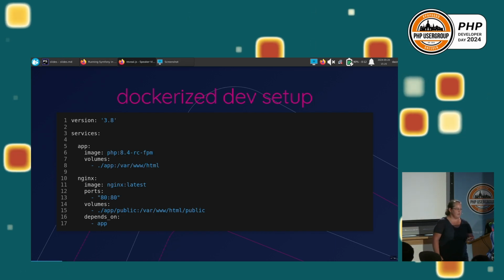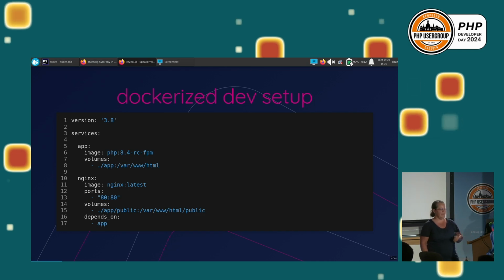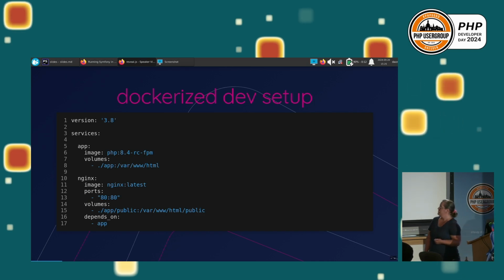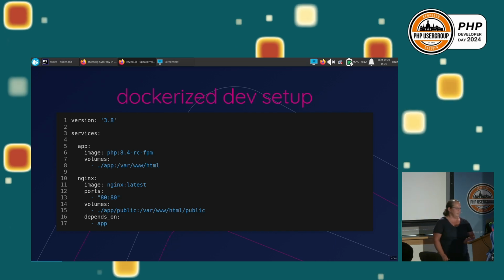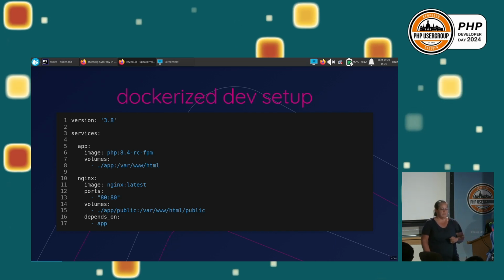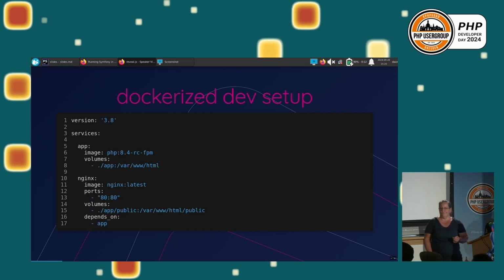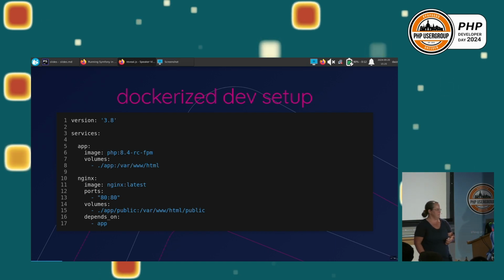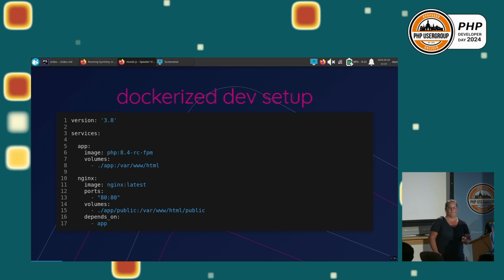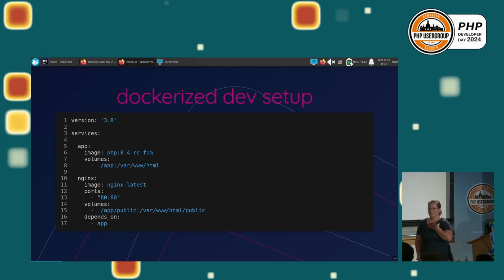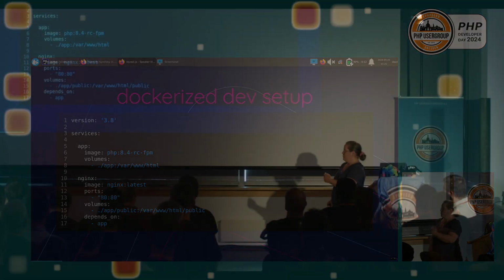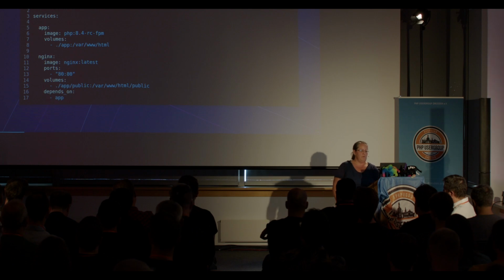So when we Dockerize our PHP applications for our dev setups, it's probably looking like this. We have one container running PHP-FPM and one container running a web server, in this case NGINX. And yes, we always have two containers. But why do we have two containers? There are two reasons that I found. Maybe you find more, but two reasons why we are running the setup.